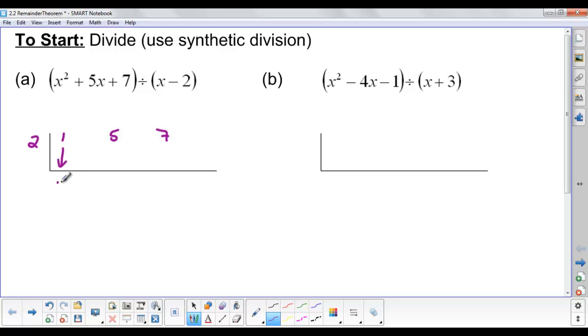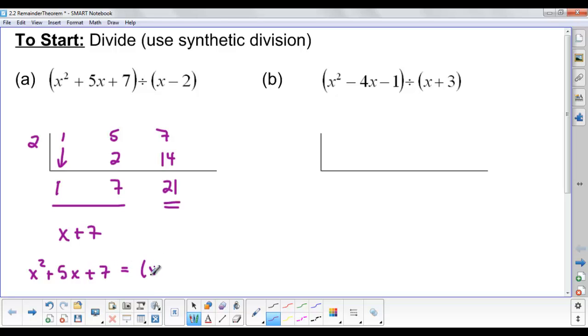Drop down the first term and multiply 2 times 1, and then we add them up. Then 2 times 7 gives us 14, and we add them up, gives us 21. So we know that when we divide x squared plus 5x plus 7 by x minus 2, we get a remainder of 21, and then our coefficient, remember this is the constant, this is our x term, so our quotient is x plus 7. So if we were to write this out, we know it's dividend equals our divisor times our quotient, and then plus our remainder of 21.